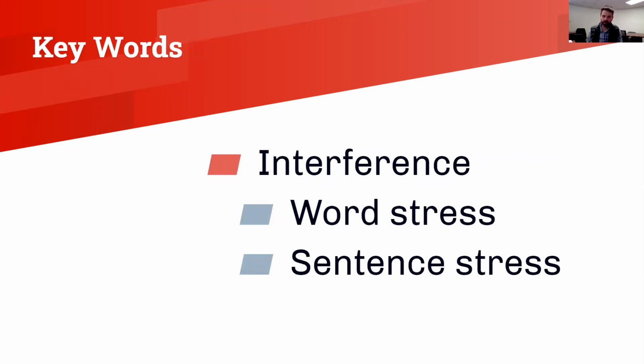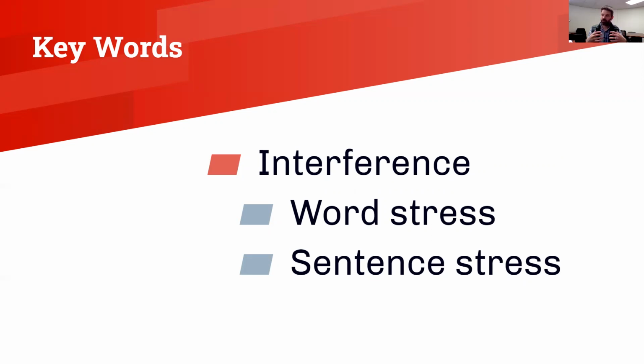Let's talk about some keywords. Interference. Interference can refer to background or other kinds of noises that make it difficult for a listener to understand a speaker. Word stress refers to which syllable within a word receives the most stress. In English, words that have more than one syllable generally have at least one syllable that is very clearly and loudly and more slowly pronounced than the other syllables.